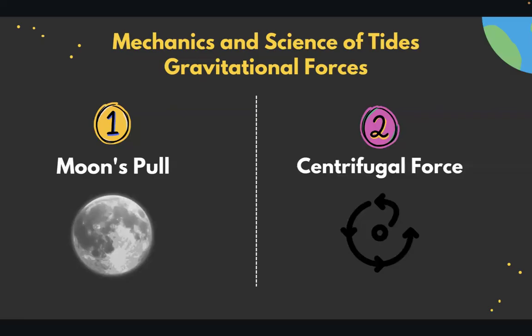And now let's talk about the centrifugal force. The Earth and the Moon orbit a common center of mass called the barycenter, which is slightly below the Earth's surface. This orbit generates centrifugal force that pushes water outward, especially on the far side of the Earth. This force balances the gravitational pull of the Moon and maintains the second tidal bulge. So in simple terms, we have two forces at play: the gravitational pull and the centrifugal force.